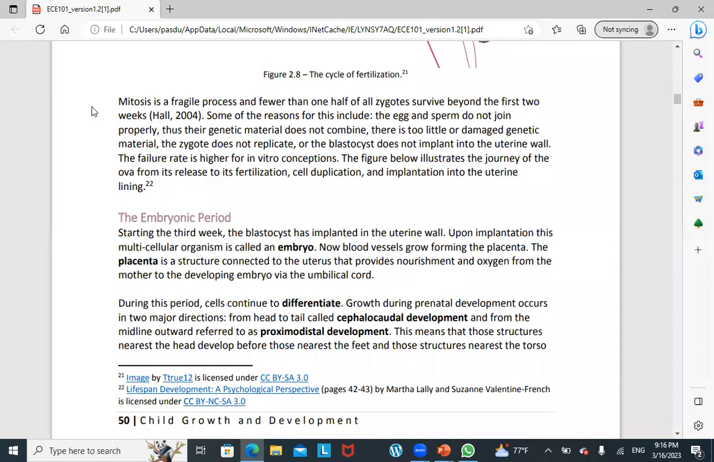This means that those structures nearest the head develop before those nearest the feet, and those structures nearest the torso develop before the hands. Do you understand what is meant here? Our development happens in two ways, so they are given two different names. What are they? Cephalocaudal development and proximodistal development.